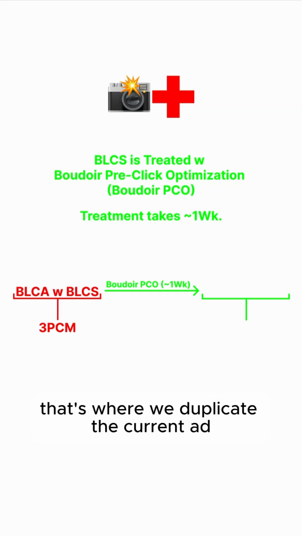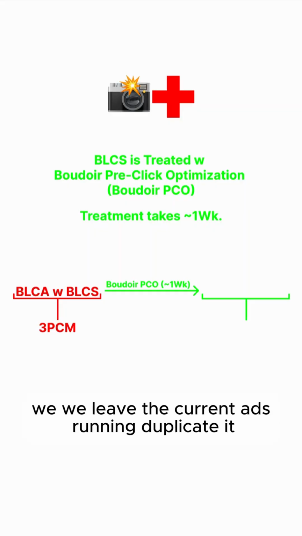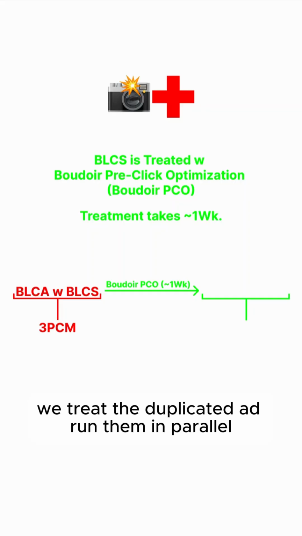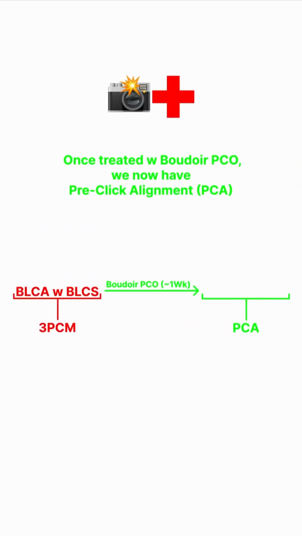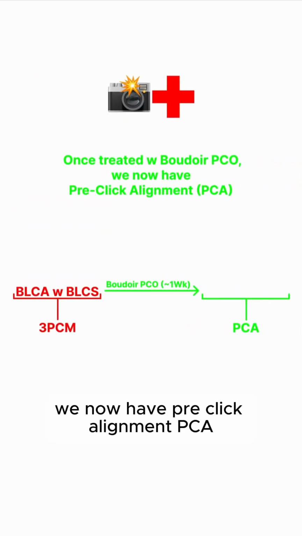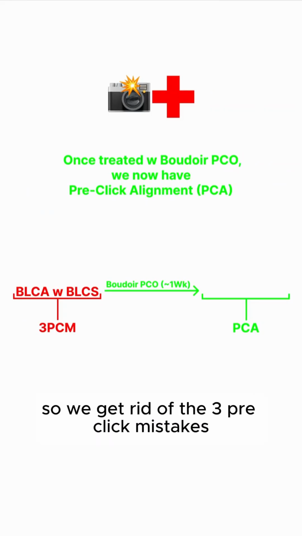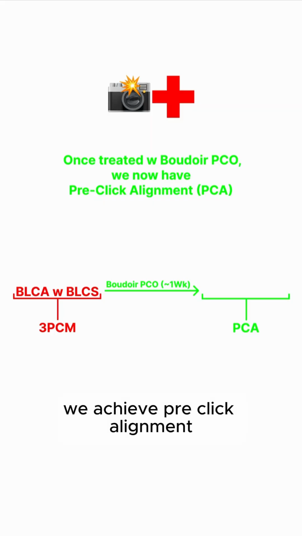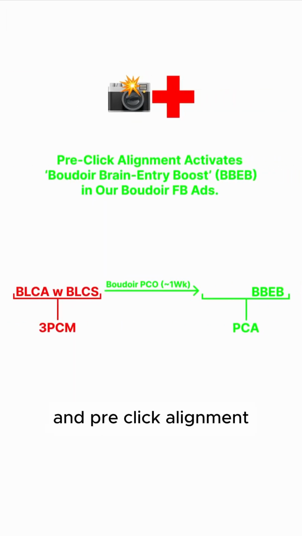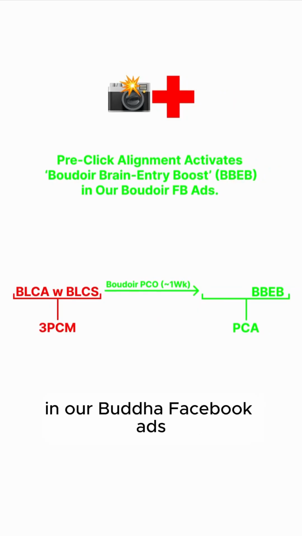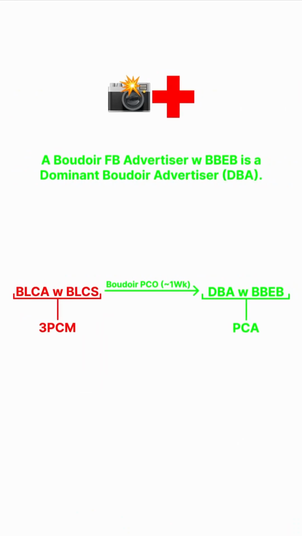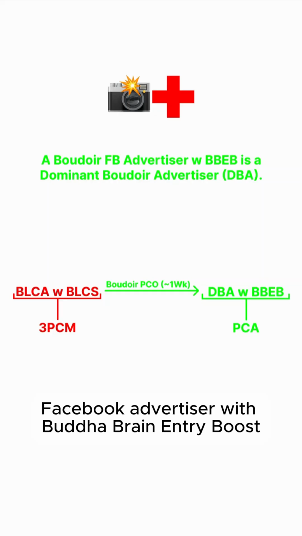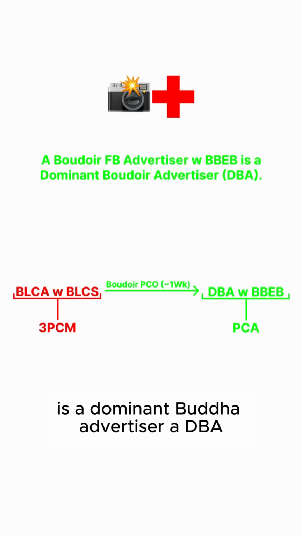And that's where we duplicate the current ad. We leave the current ad running. Duplicate it, treat the duplicated ad, run them in parallel, and keep whichever one is running at the end that has the better metrics. Now, once treated with Boudoir Pico, we have pre-click alignment, PCA. So we get rid of the three pre-click mistakes, we achieve pre-click alignment. And pre-click alignment activates Boudoir brain entry boost in our Boudoir Facebook ads. So basically, we've got our unique CTR above 6%. And a Boudoir Facebook advertiser with Boudoir brain entry boost is a dominant Boudoir advertiser, a DBA.